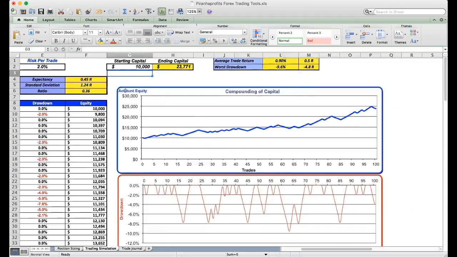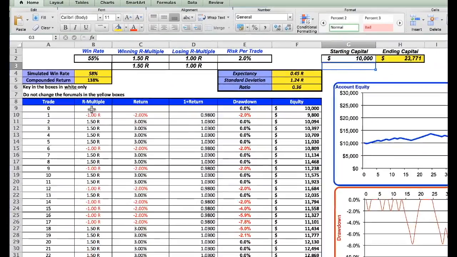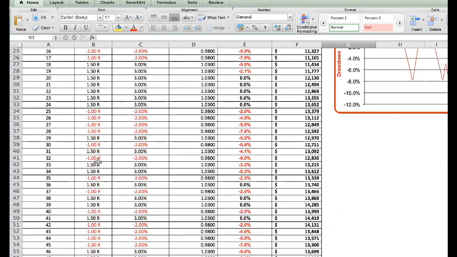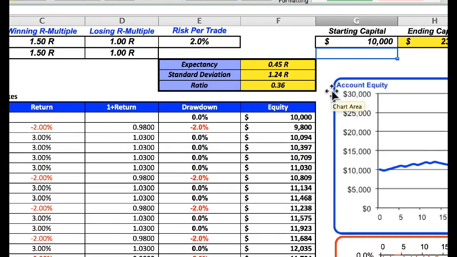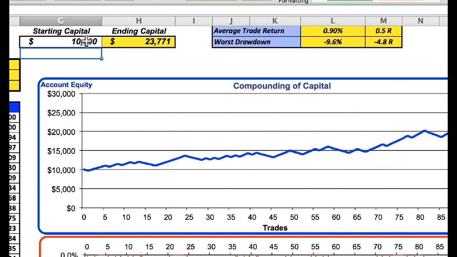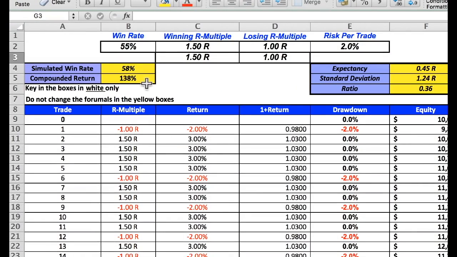So you can see that based on a 58% win rate, in this case, after 100 trades, you can expect that your capital will grow from 10,000 to 23,000, okay, and that is a 138% return in 100 trades. So if you take 20 trades a month, in 5 months, you double your money. If you take 40 trades a month, then in 3 months, you double your money.